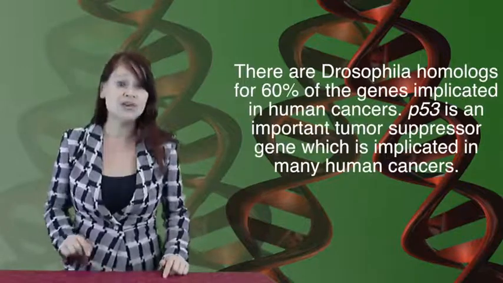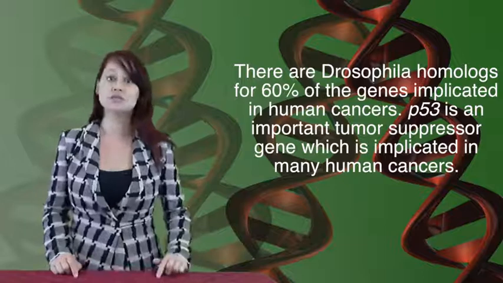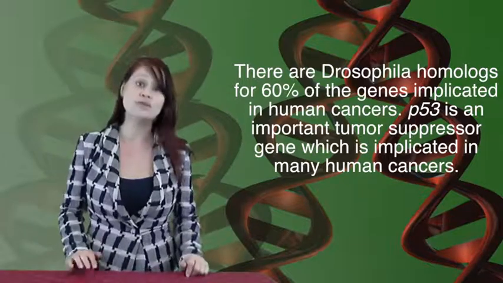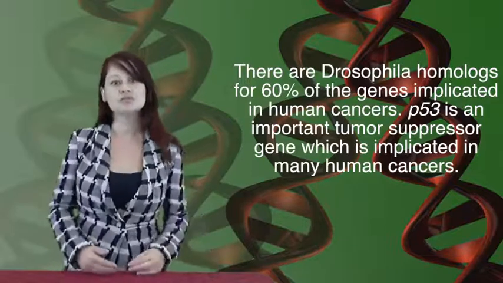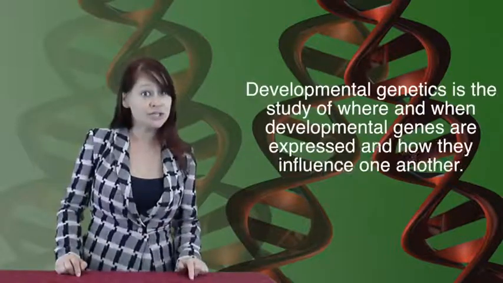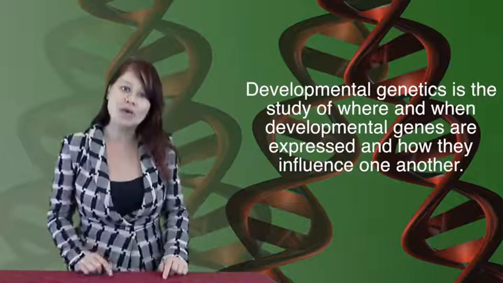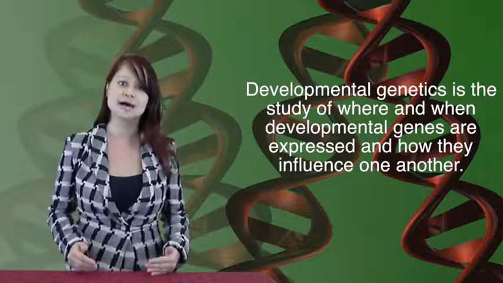There are Drosophila homologs for 60% of the genes involved in human cancers. One example is P53, the tumor suppressor gene, which is implicated in a host of human cancers. Beyond cancer, we can use model organisms to research where and when developmental genes are expressed and how these genes influence one another. This study is called developmental genetics, and what we see is that mRNA and proteins affect development based on their concentration and location within cells.